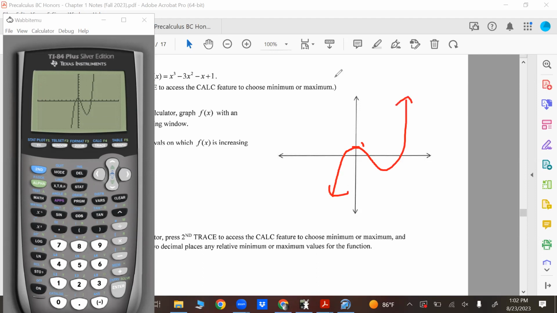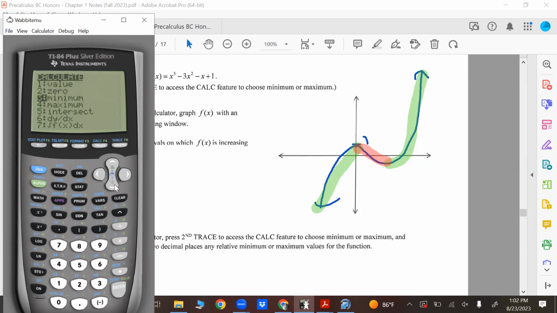Okay. And it's pretty clear it's going to be increased. Actually, let's do a different color. Let's do blue here. Okay. So it's pretty obvious it's increasing from here to here. Increasing from here to here. Decreasing from there to there. But I do need to find those x coordinates. So how am I going to do that? This is where the graphing calculator will help us tremendously. We're going to go second trace. I'm going to start with maximum.